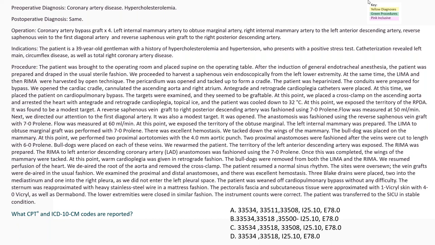The sternum was reapproximated with heavy stainless steel wire in a mattress fashion. The pectoralis fascia and subcutaneous tissue were approximated with 1 Vicryl, skin with 4-0 Vicryl, as well as Dermabond. The lower extremities were closed in a similar fashion. The instrument counts were correct. The patient was transferred to the SICU in stable condition. All right, Coders, your time starts now.